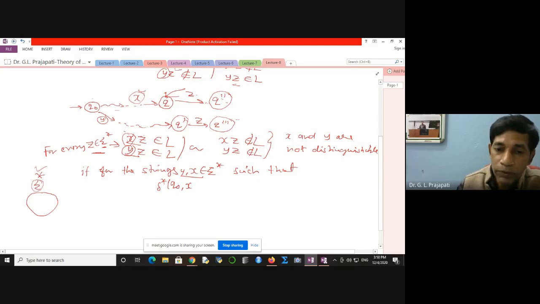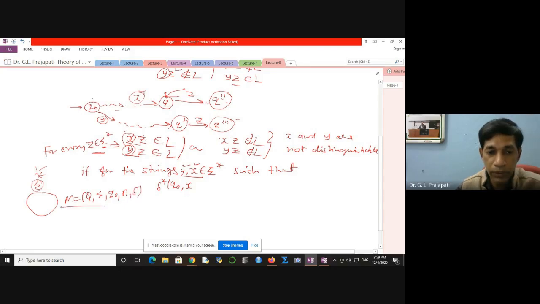Like you have two strings, y and x, right? If you have two strings y and x, which are taken from sigma star, so if you start from q0, and we assume that we have the machine which is set up, you have the set of states and you have the input symbols. This is the initial state, the final states, and transitions. Okay, we assume like this.